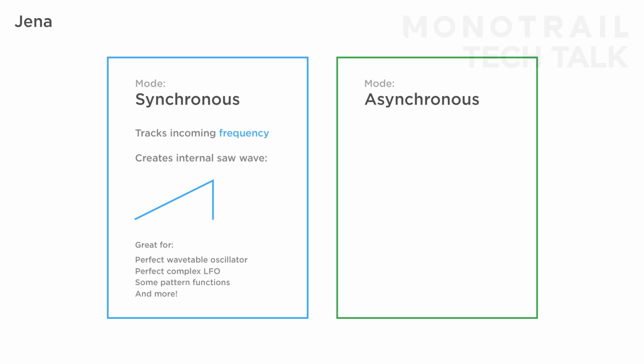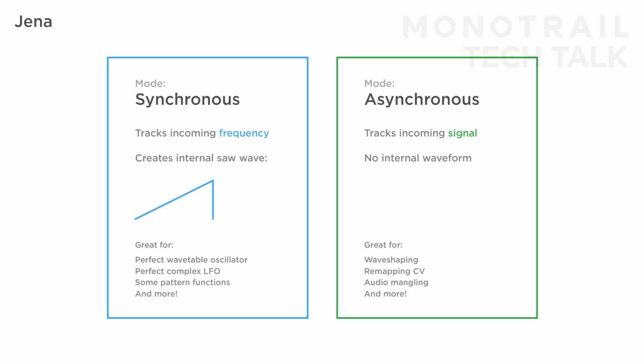Alternatively, there is the asynchronous mode. In this mode, Jena tracks and shapes whatever signal is coming in, so without any internal saw waves used. This is great for wave shaping, as it responds to the incoming waveform, but also to remap things like sequences and envelopes, and of course to mangle audio. The third and final parameter for the modes is a simple one again.